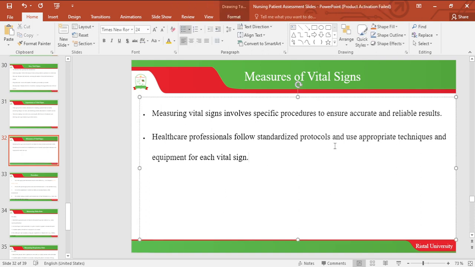Let's look at the measures of vital signs. Measuring vital signs involves specific procedures to ensure accurate and reliable results. Healthcare professionals usually follow a standardized protocol and use appropriate techniques and equipment for each vital sign.